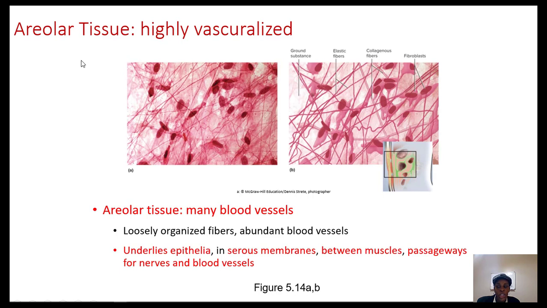Here, areolar tissue, areolar connective tissue. Why? Because they have cells scattered everywhere, fibers between them, mixed in ground substance. That makes them connective tissue. They have a lot of blood vessels, so they're highly vascularized. They underlie epithelial. So under epithelial tissue, we have areolar tissue. They're also in serous membranes and between muscles. Like for example, when you cut your meat, those little fluffy things are areolar tissue.